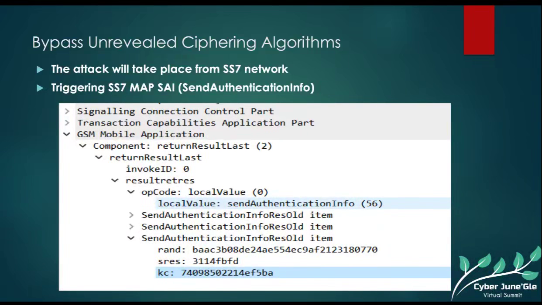Okay, as you can see here, I sent a malicious SS7 MAP or Mobile Application Part SAI or Send Authentication Info to the targeted core network from the SS7 network to retrieve ciphering information, and the network responded to me with the random number, address, and KC values in clear text. It's really cool.